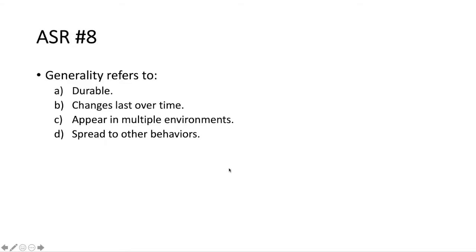ASR number 8. Generality refers to A, durable, B, changes that last over time, C, appear in multiple environments, or D, spread to other behaviors. Or E, all of the above.